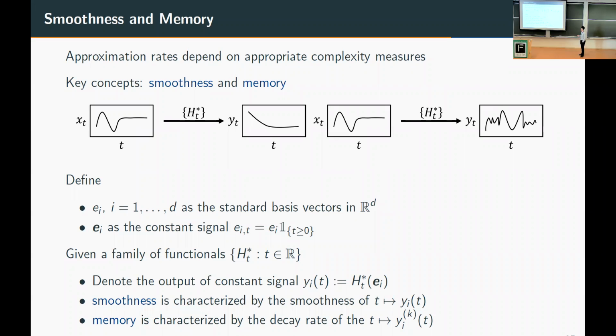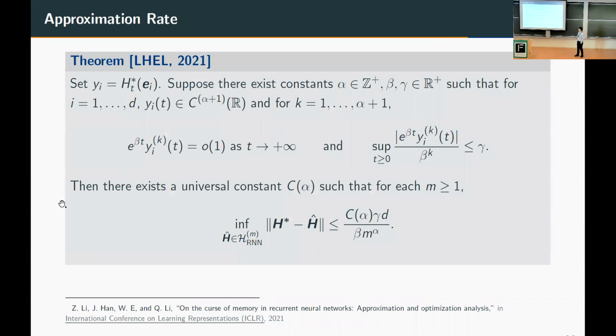Okay, so we can make basically what I said here precise. And with this definition, we can prove a Jackson type of result. So this is the result, and I just want you to focus on this part. The key assumption here is that we assume this memory term, which is a derivative of the action of my functional on constant signals, decays like an exponential. So if you multiply by the exponential, it's still a small o(1). So if you have exponential decay of these derivatives, then you can determine a rate like this.